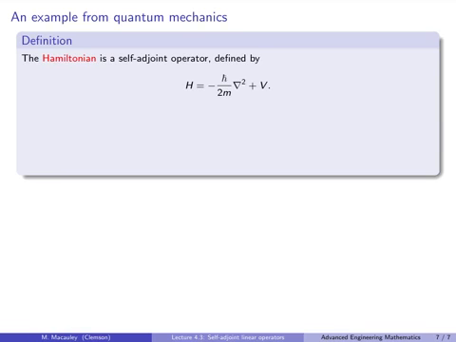Let's conclude with an example from quantum mechanics, which is a big, important application area for everything we're doing in this class, in particular Fourier series, self-adjoint operators, boundary value problems, and PDEs. So the Hamiltonian is a self-adjoint operator written as H, and it's defined as follows. It's negative h bar over 2m times Laplacian plus V.